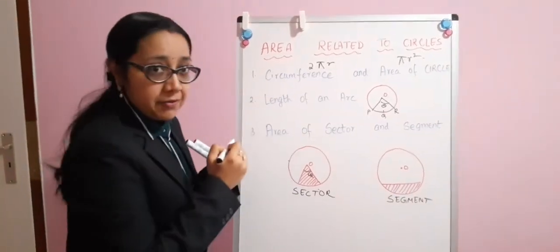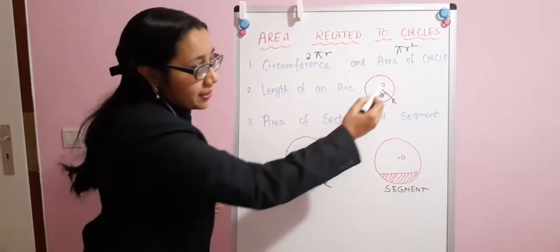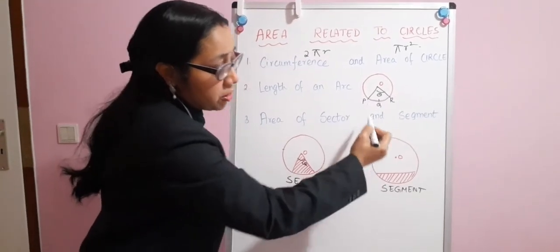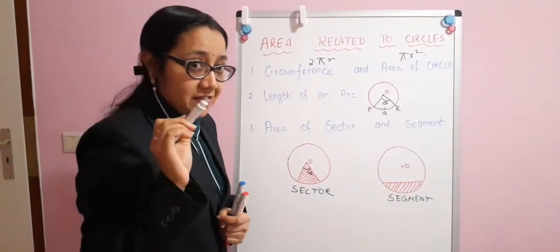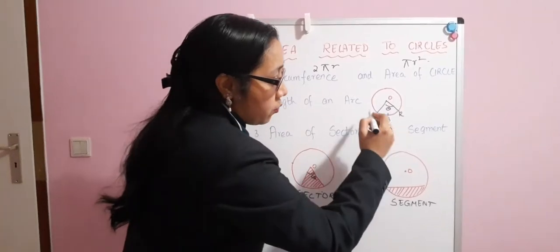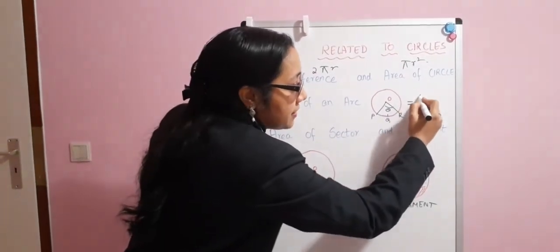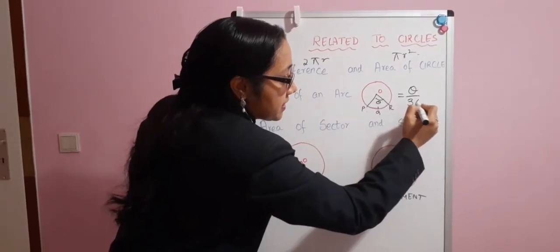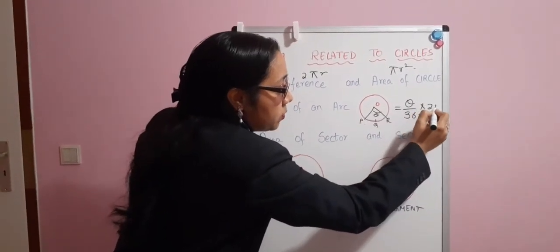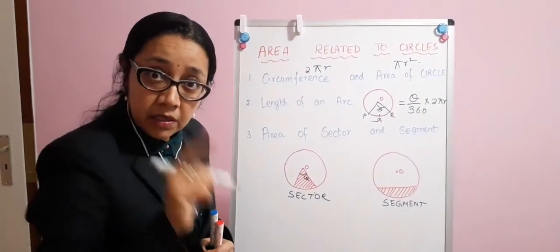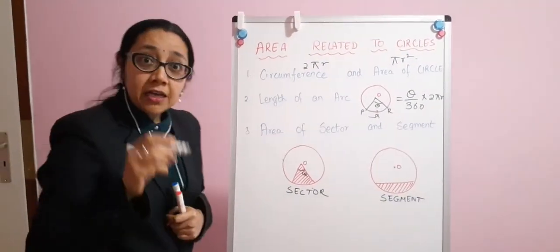Now coming to the length of an arc. What is an arc? You can see this is a circle, and PQR is a portion of the circumference of the circle, and this is an arc. So how can we measure the length of PQR? The formula is theta divided by 360 times 2 pi r, because it is a portion of the circumference. Remember, take a note.